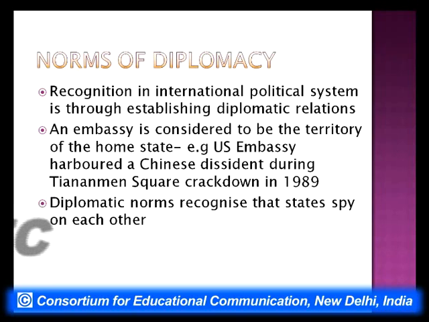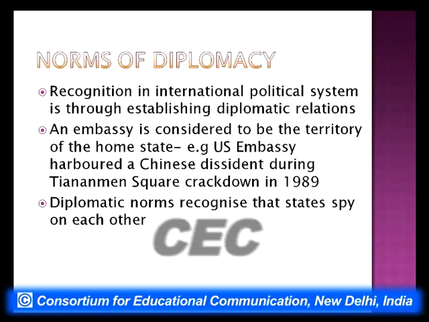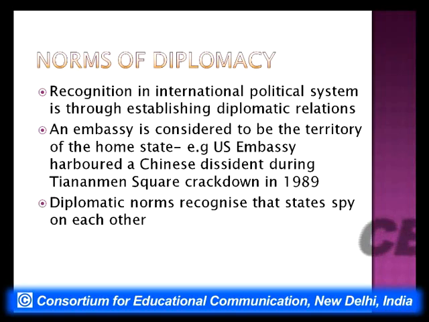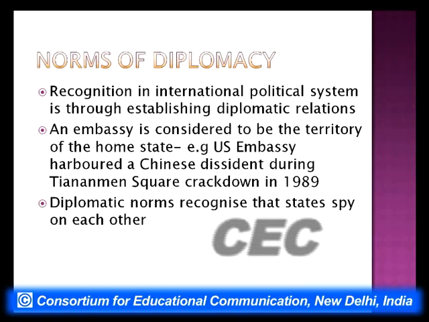When the Chinese government was doing a crackdown on dissidents, this Chinese dissident was sheltered and given asylum in the US embassy in 1989, and the Chinese government could not enter the premises of the US embassy. And the third norm of diplomacy is that you have to recognize and agree that every state will try to spy on each other, and this is a fact which nobody can deny.